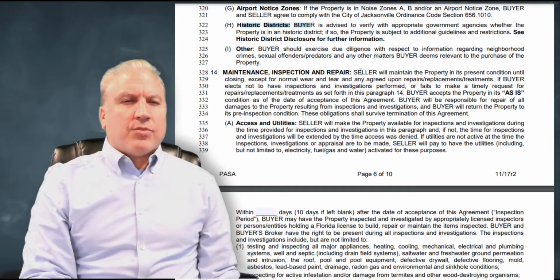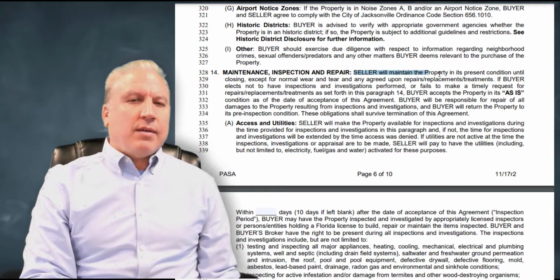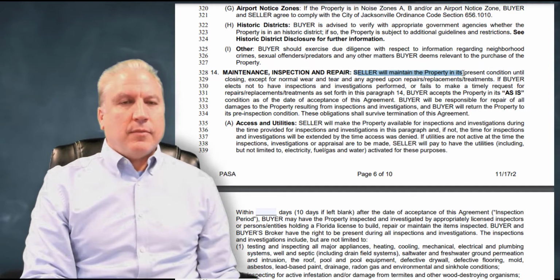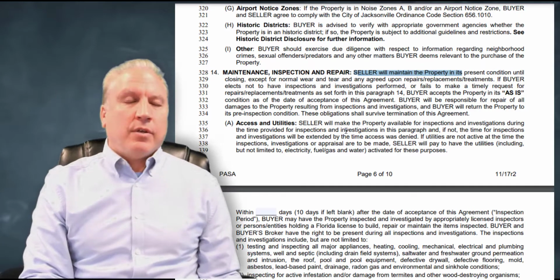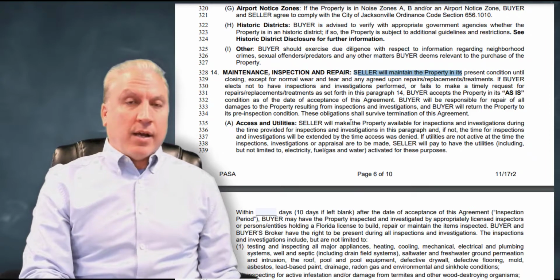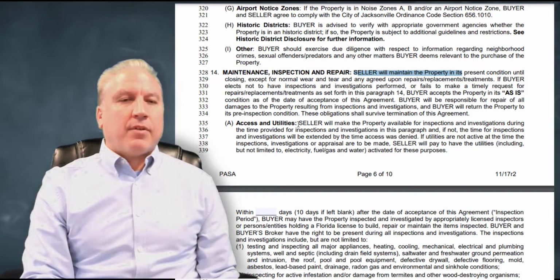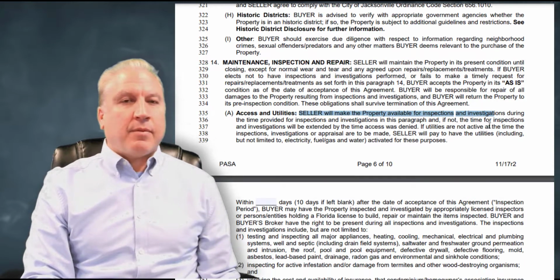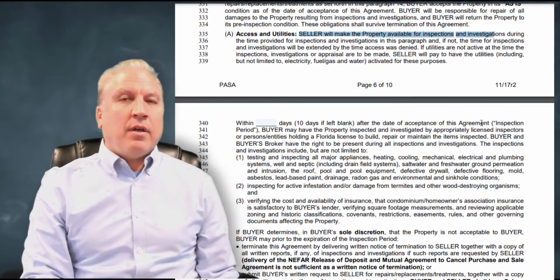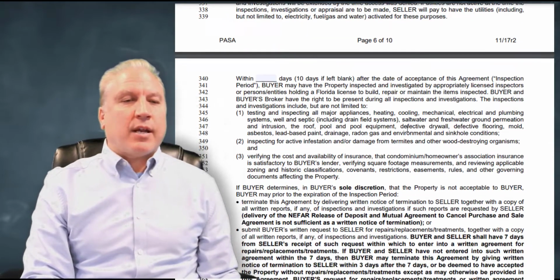What about maintenance? Well, basically it says the seller has to continue to maintain the property until the closing. You can't just stop taking care of a house after you sign a contract as a seller. You have to keep it in good condition. You have to, as a seller, make the property available for inspections so that the buyer can check it out, or have a property inspector or contractors check it out.